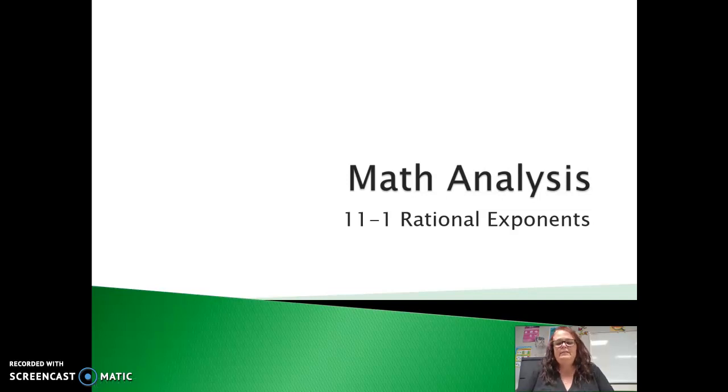All right, so chapter 11 is going to begin our exponent and logarithm chapter. And so in section 1, we're going to do a review of rational exponents and things about radicals.